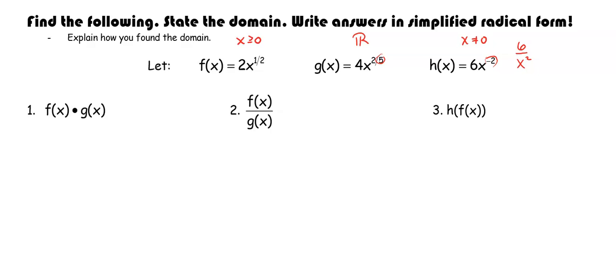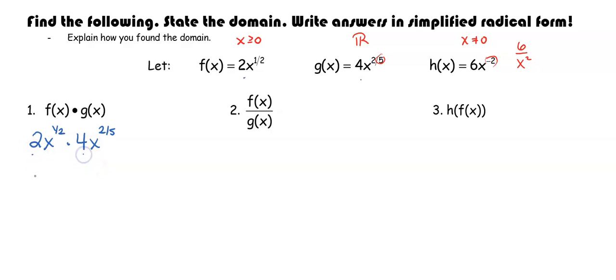All right, so back to our function operations. The first part we had nice integer values of our exponents. Now we're moving into our rational exponents. So f of x times g of x. Here's my f of x, here's my g of x. So it's 2x to the 1/2 times 4x to the 2/5. We are multiplying those two pieces together.